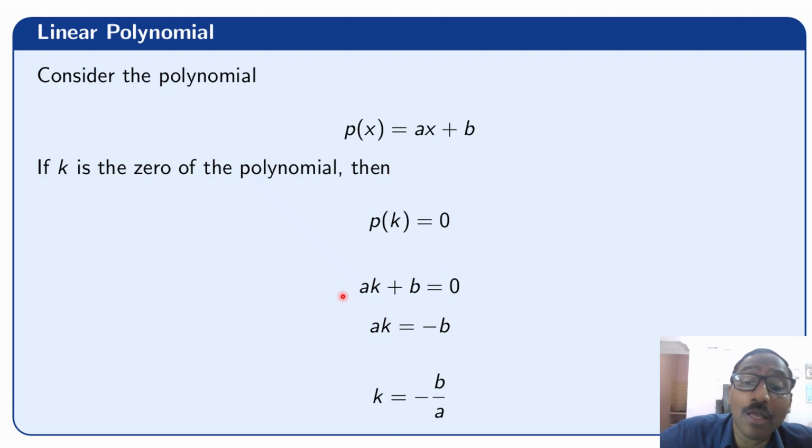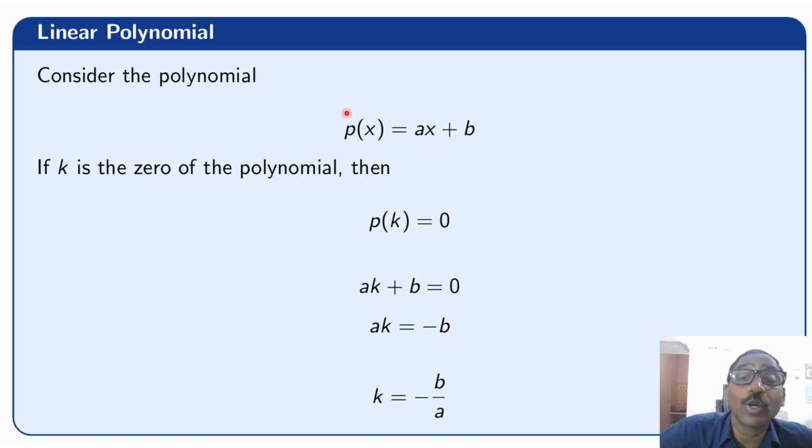So p of k is ak plus b. In place of x I have taken k. So ak plus b equal to 0. That implies ak is equal to minus b. So k is equal to minus b by a. What is the k value? The k value is minus b by a. So minus b by a is the zero of the polynomial.